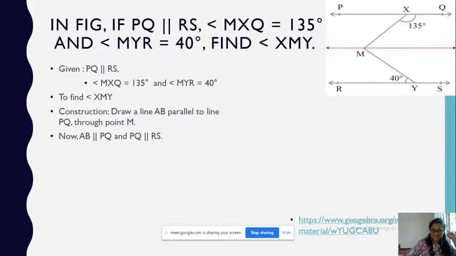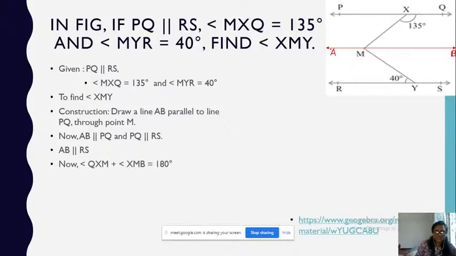Now this is line AB. AB is parallel to PQ and PQ is parallel to RS. So what can we say about AB and RS? We constructed AB parallel to PQ. Now what about AB and RS? Will they be parallel? Yes, ma'am, they will be parallel because of the theorem which we just proved: lines which are parallel to the same line are parallel. So AB is parallel to RS.